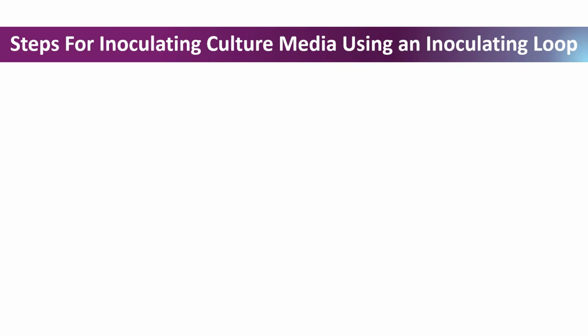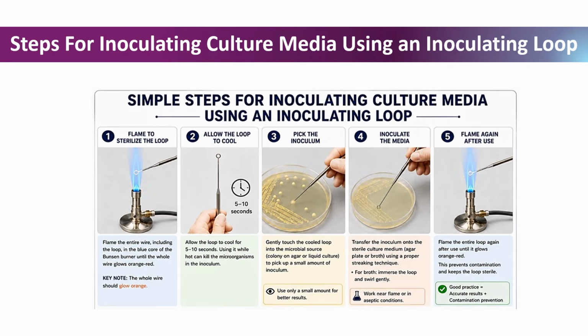Let's look at the steps involved in inoculating a culture medium with an inoculum using an inoculating loop. The first step is to flame to sterilize the inoculating loop, and in doing this we must make sure that we flame the entire wire, including the loop, in the blue core of the Bunsen burner until the whole wire glows orange-red. Once we are done with it, we allow it to cool for 5 to 10 seconds. This is because using it while it's still hot can kill the microorganisms that we want to inoculate.